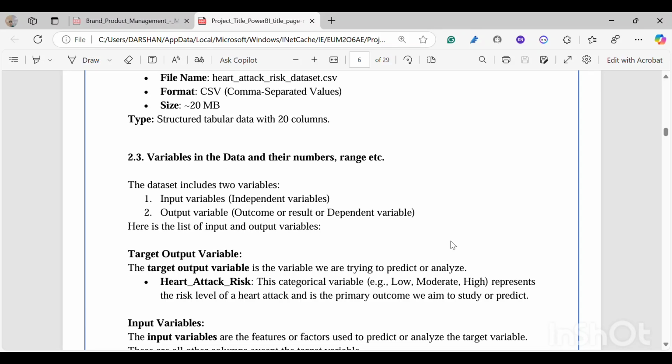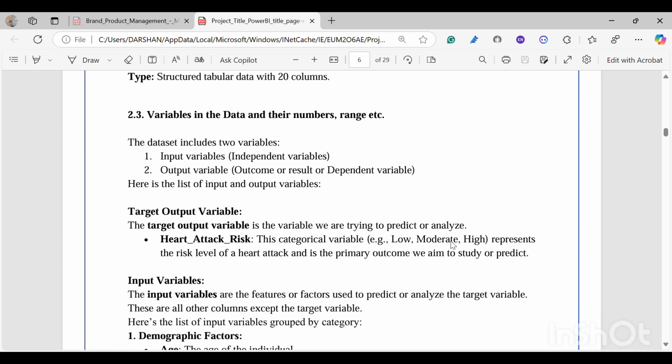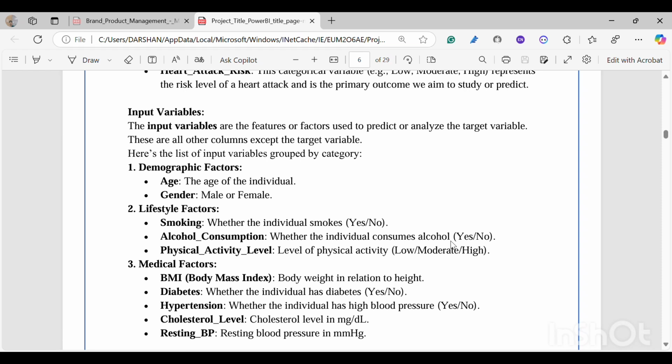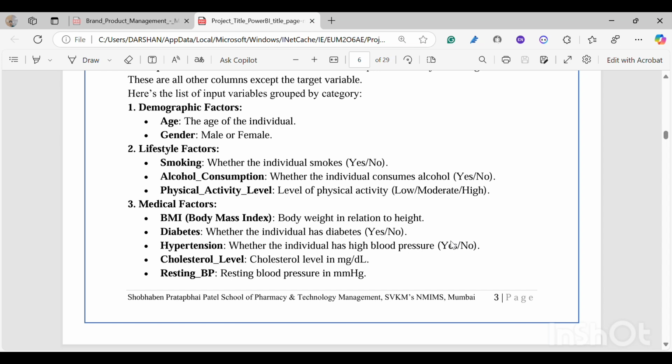As mentioned earlier, there are two kinds of variables, input and output. Input is all about independent variables, and output is the result or dependent variable. Here the output variable is heart attack risk. The input variables are further classified into three major categories: demographic, lifestyle, and medical factors. In demographic, we have age and gender. In lifestyle, we consider smoking habit, alcohol consumption, and physical activity level. And the third, most important, are the medical factors: we consider BMI, diabetes, hypertension, cholesterol level, and resting BP.